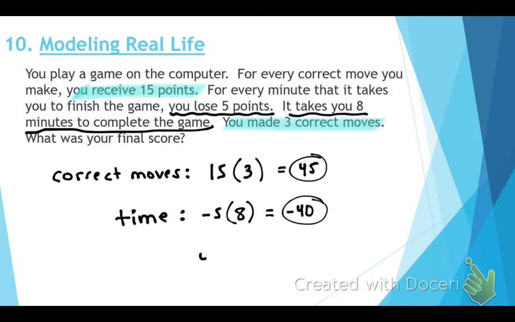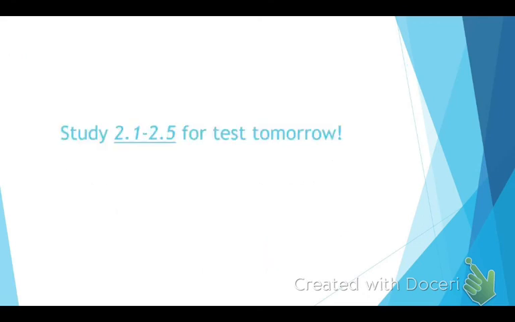Now let's combine these two. 45 minus 40, and what do you get? 5. Possibly 5, yeah. 5 points, okay? Take the sign of the larger number, and that will give you the correct answer. So the correct answer is 5 points. All right, so don't forget, guys, this will be a helpful tool to study tonight over Chapter 2 for your test tomorrow.